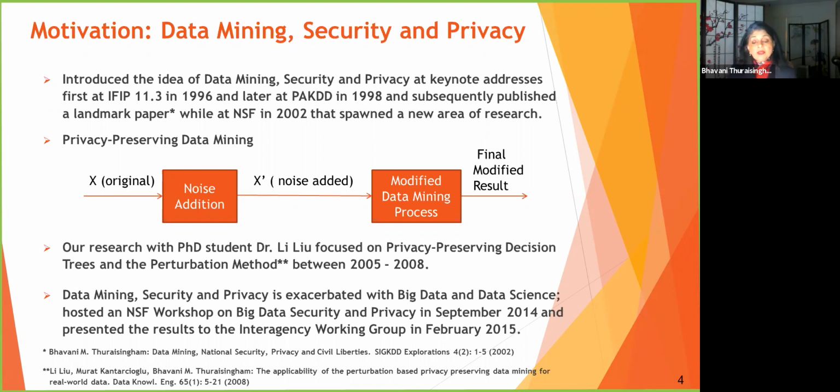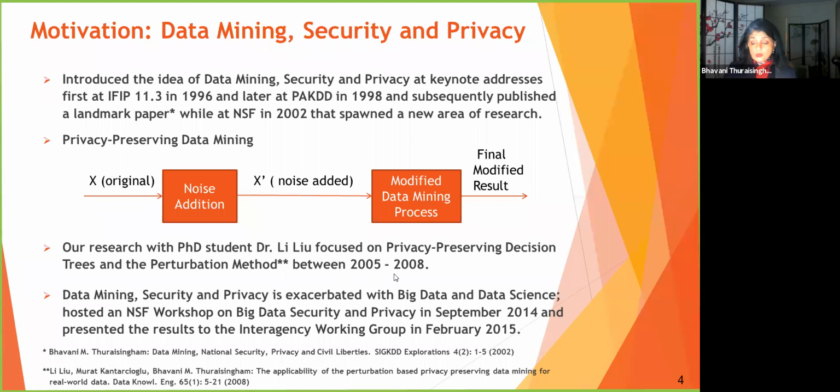At that time, there were researchers at the IBM Almaden Research Center, and they focused on privacy preserving data mining. They developed this whole idea. So the whole idea here is you take the original data, which could contain sensitive information. So you don't want to divulge the original data. And so you add some noise, perturbation, and so on. So here X prime is noise added, and now you have the modified data mining process, but then the final result should be more or less the same. Otherwise, what's the point in doing data mining?